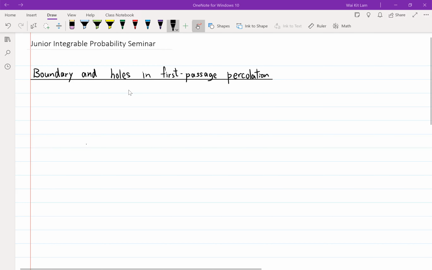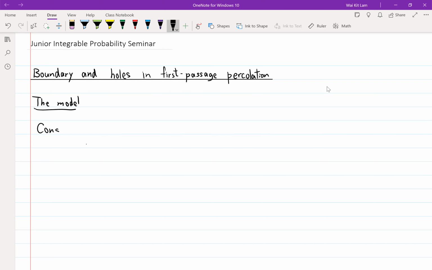Yeah, thanks. So first, thank you very much for the invitation, and I'm very happy to speak here. Today we talk about boundary and holes in first passage percolation, and I don't assume that you know what first passage percolation is. So let me first define the model. Perhaps some of you know what last passage percolation is, and first passage percolation is quite similar but slightly different. Okay, so the model is defined as follows.